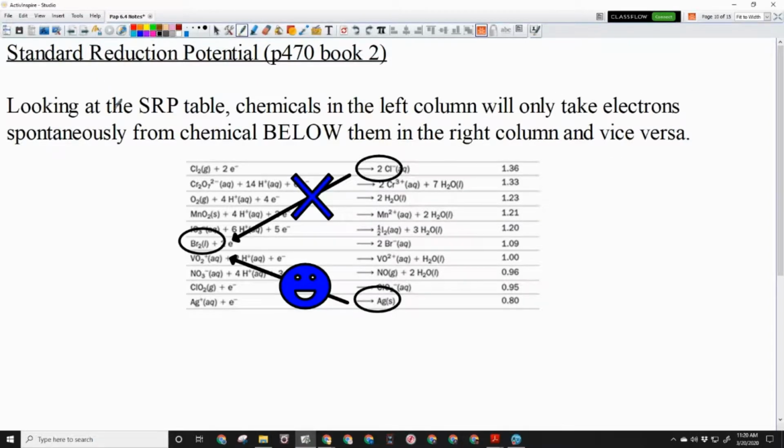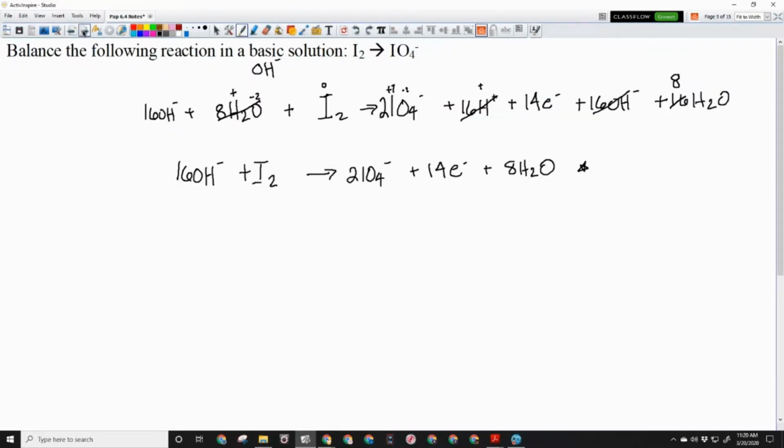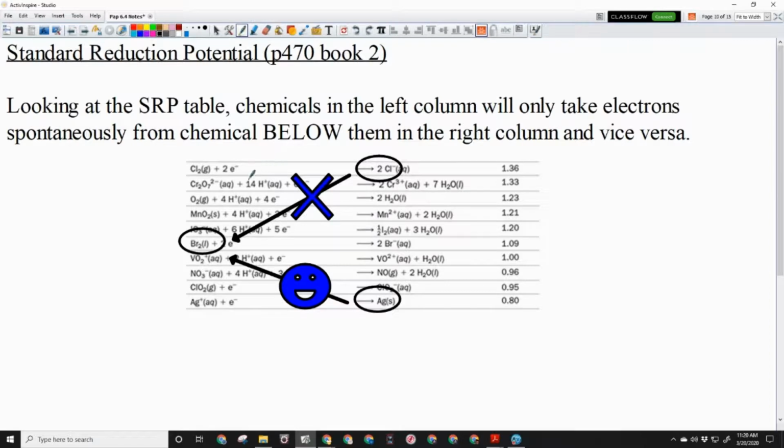Okay, so standard reduction potentials. The reason that we're covering these redox equations is because the most common use for these is in making batteries, or what's called an electrochemical cell or a voltaic cell. Remember in class we got a standard reduction potential table that had a bunch of half reactions and the voltage between these reactions. I'm also going to link that in with the video so that you can have that at home.